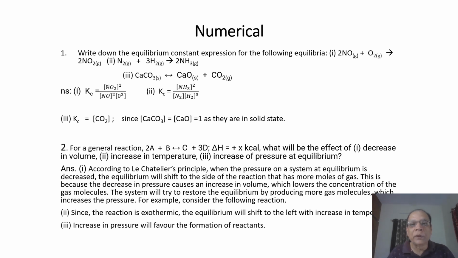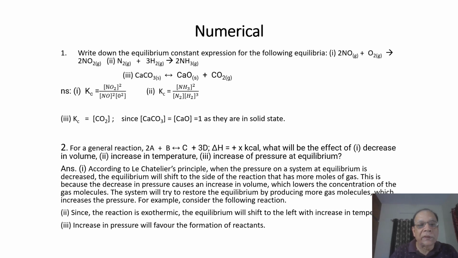There's some numericals. Number one, write down the equilibrium constant expression for the following equilibria. One is 2NO gas plus oxygen gas gives 2NO2. Second is N2 plus 3H2, which we just discussed, gives 2NH3. And the third is calcium carbonate reversible with calcium oxide plus CO2 gas.